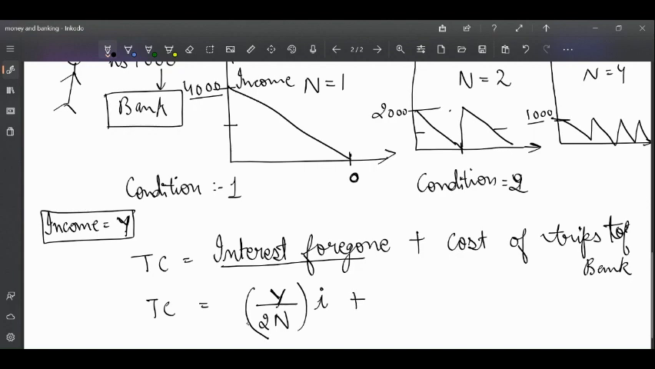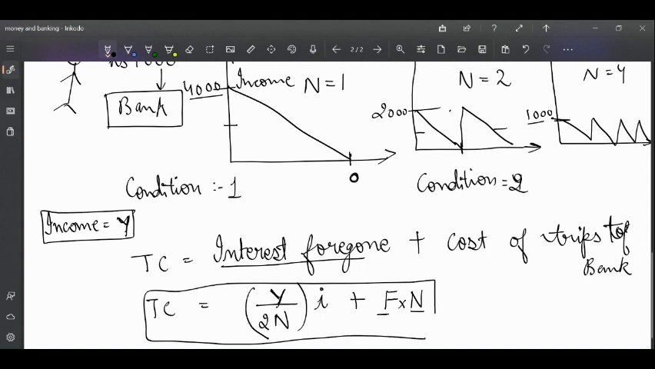And this will be taken as n, the number of times we are going to the bank, multiplied by the income we are taking out. So this was the formula for the Baumol-Tobin model total cost.